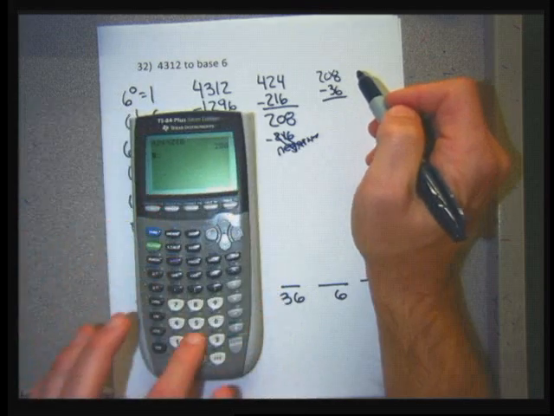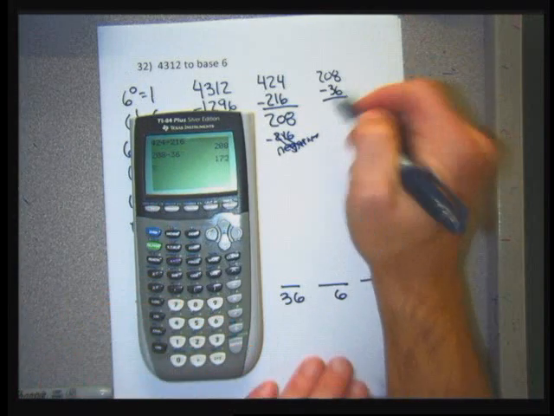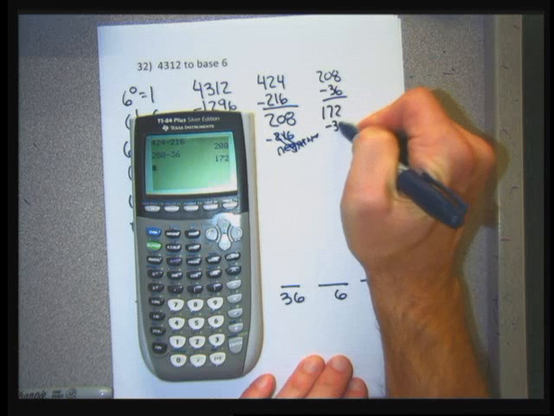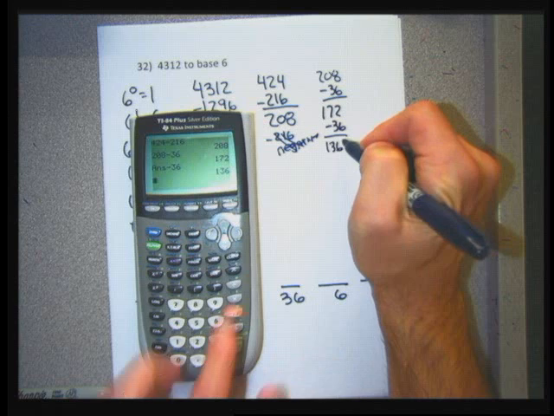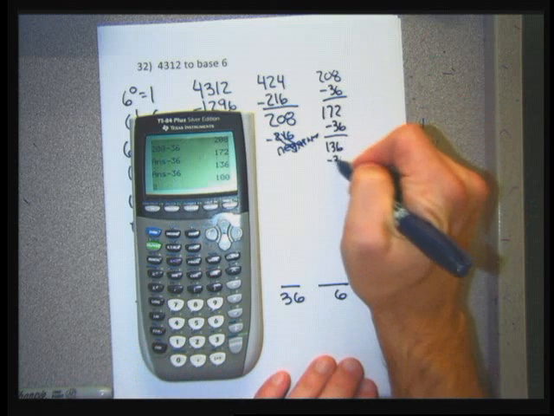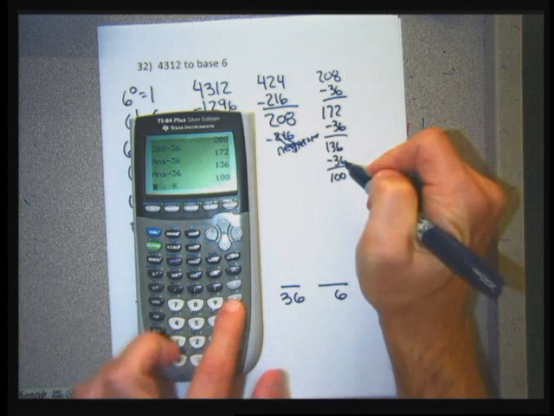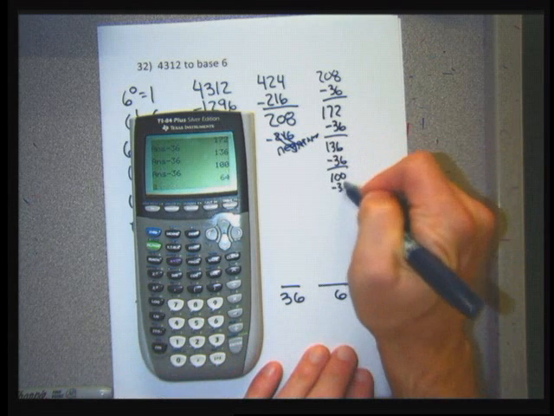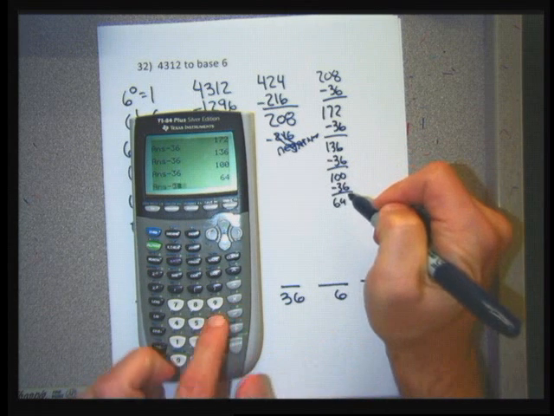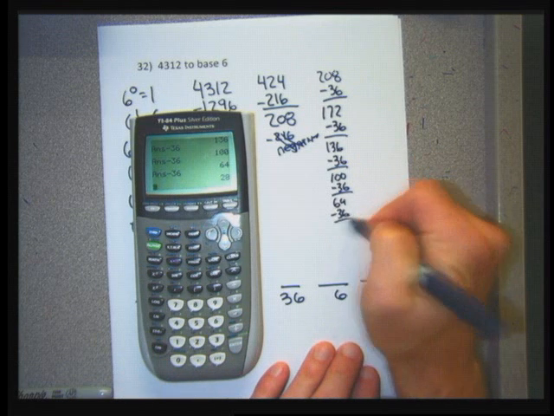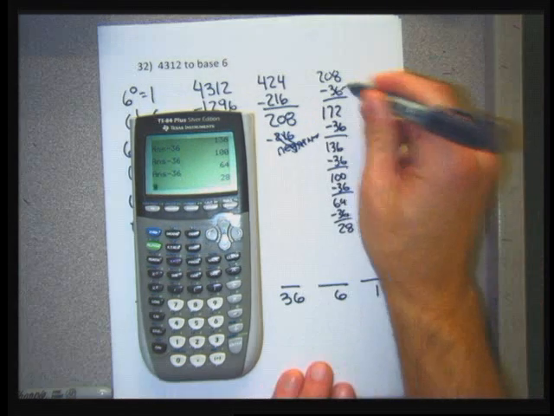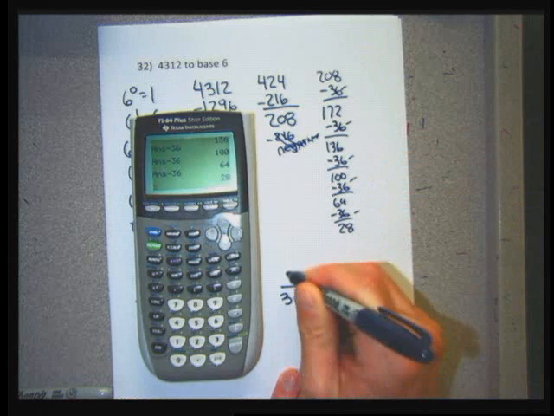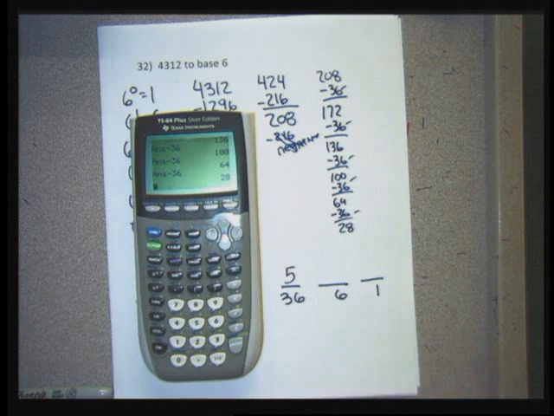So I'll go 208 minus 36 and get 172. I'm going to go minus 36 again and get 136. Minus 36 again and get 100. Minus 36 again and get 64. Minus 36 again and get 28. If I tried to subtract 36 one more time, I'd go negative. So I was able to subtract 36 1, 2, 3, 4, 5 times. In my answer above the 36, I'm going to put a 5.